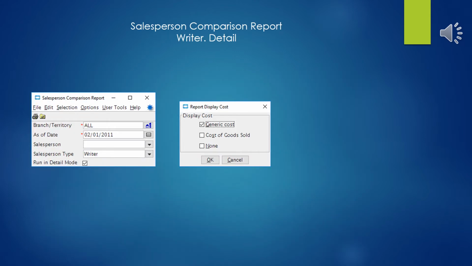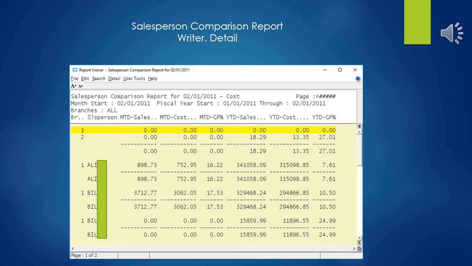And just for kicks, I ran this using the writer as a salesperson type and detail mode just to see what the heck it would spit out. And lo and behold, the output was pretty much the same thing. So, as far as detail goes, I'm not impressed. But anyway, this is probably the summary, probably outside salesman. The first example is probably the most likely way you'd run this.